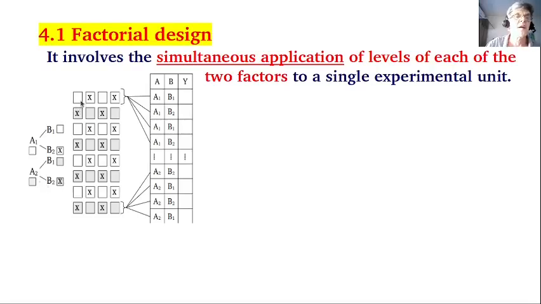This experimental unit received the combination A1 and B1. This experimental unit received the combination A1 and B2. This one here received the combination A2B1, and this one here received the combination A2B2. So this is the general layout of the experiment, and here I'm simply showing, for the first row, the first four experimental units.